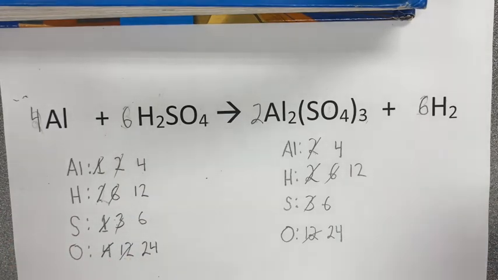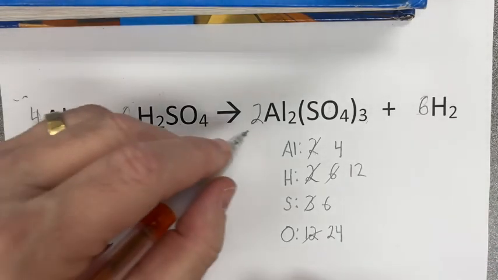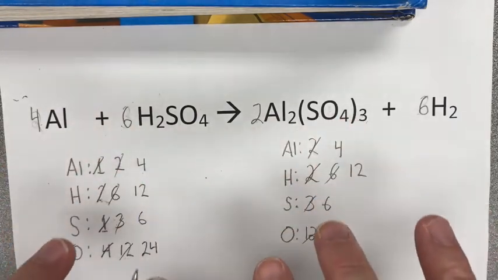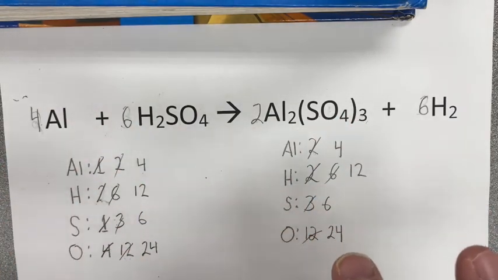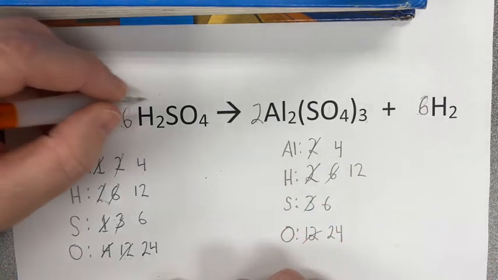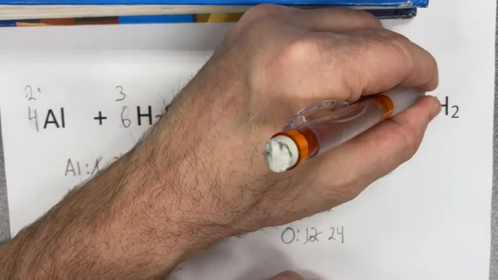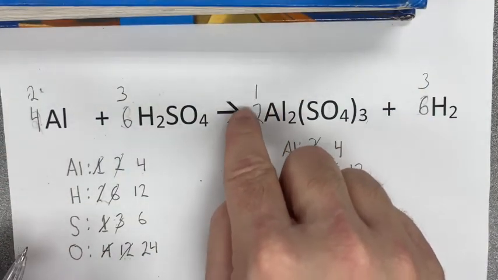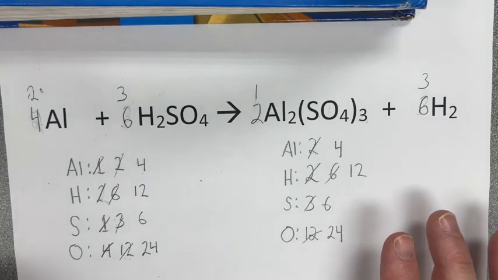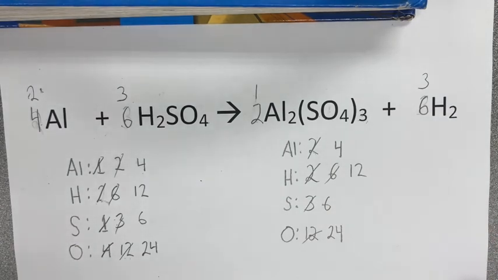Yes, it is balanced. But everything in here is even. Everything in here is divisible by 2. So you really want to write your answer in the lowest common denominators. So you would still write it as 2, 3, 1, 3. And because we don't have to write the ones, we would just leave that blank. So I just wanted to go over that as another possible outcome while you're balancing equations.